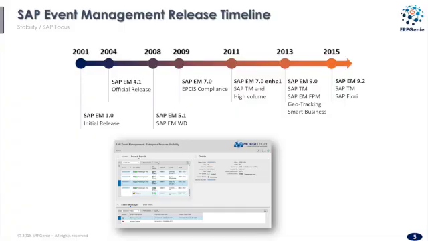If we move on to the next one, how long has event management been here? Well, the timeline for the release of event management dates all the way back to 2001. In fact, it goes all the way back to 1999 when the very first version was developed for a specific customer, but they started to release it to that customer in 2001. That was EM Release 1.